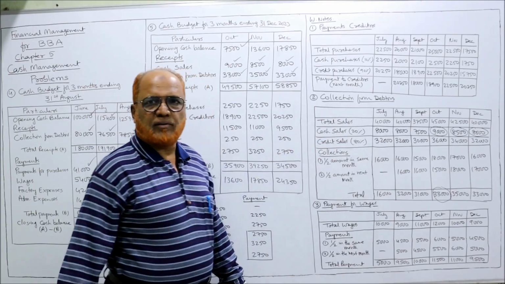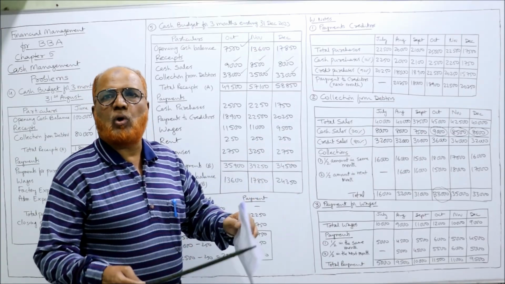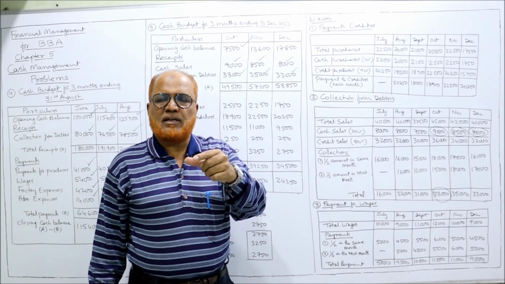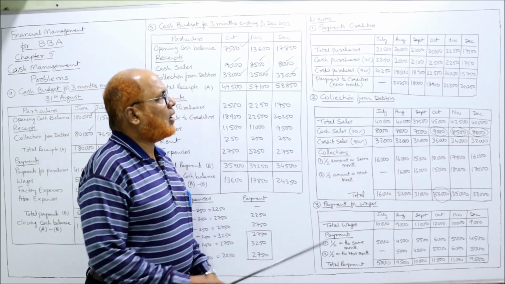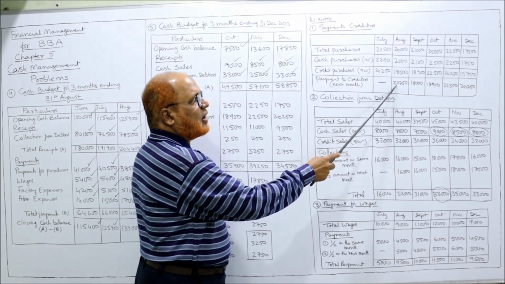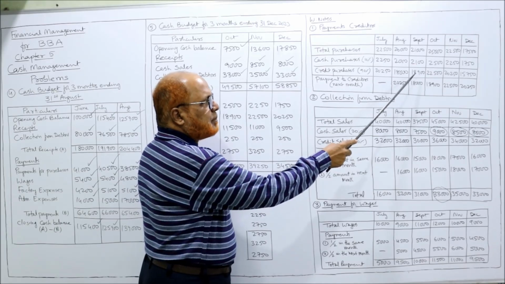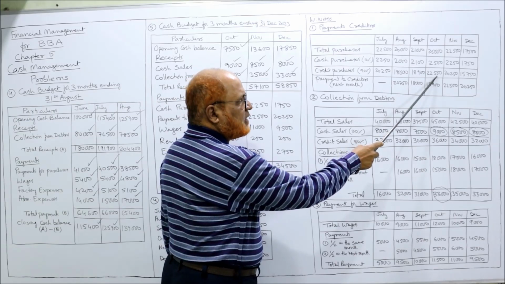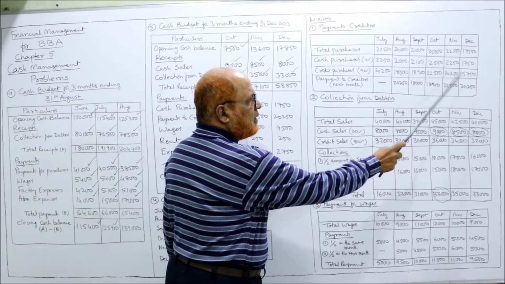Now, payments to creditors. Here it is given, credit purchases are paid in the following month. Directly given. Whatever credit purchase are there, that amount will be paid in the following month. So how much of the credit purchase of July? 20,250. This will be paid in August, right? August 18,000 will be paid in September. September 18,900 will be paid in October. October 22,500 will be paid in November. November 20,250 will be paid in December.